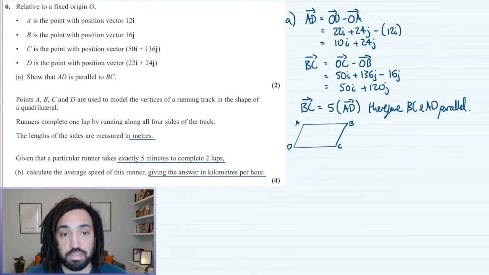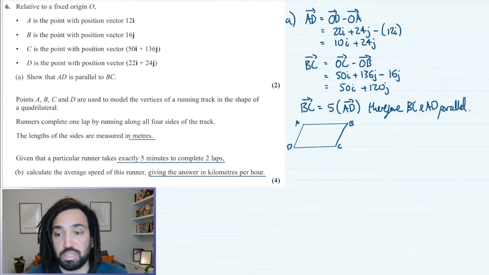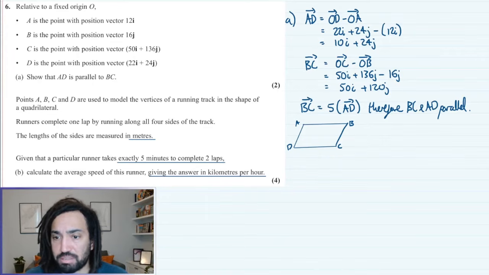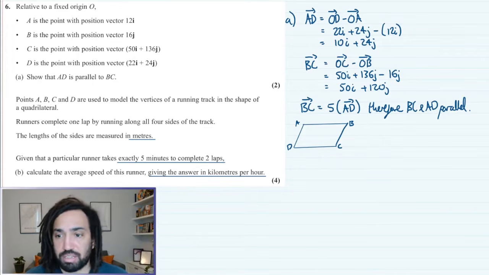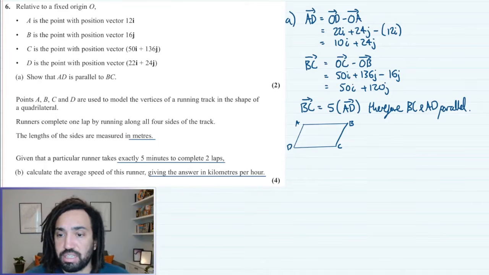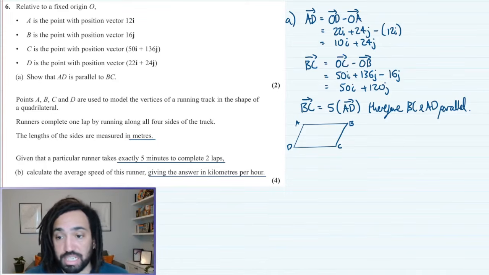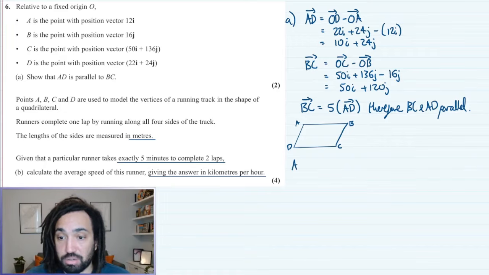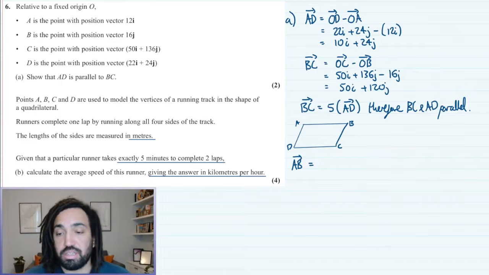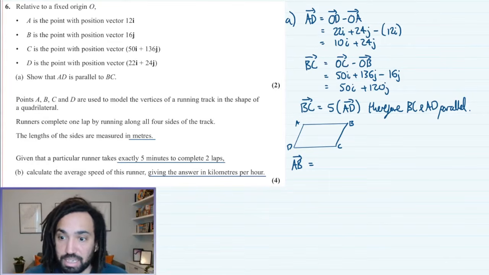because it does say, yeah, A, B, C, D are used to model the running track. Okay. And we know that BC is parallel to AD, so it must be a type of parallelogram like this. Fine. So, we know AD and we know BC already. So what we don't know is AB and DC. So let's find AB now.